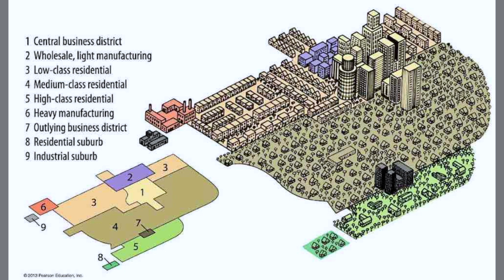We see that between the two manufacturing districts, the low-class residents, and then medium-class residential is found on the outside, away from the factories of the city. We also see there are outlined business districts and then residential suburbs as they move away. And then there's also industrial suburbs near the heavy manufacturing. So this multi-nuclei model shows that things are centered around more than one, not just a single central business district.